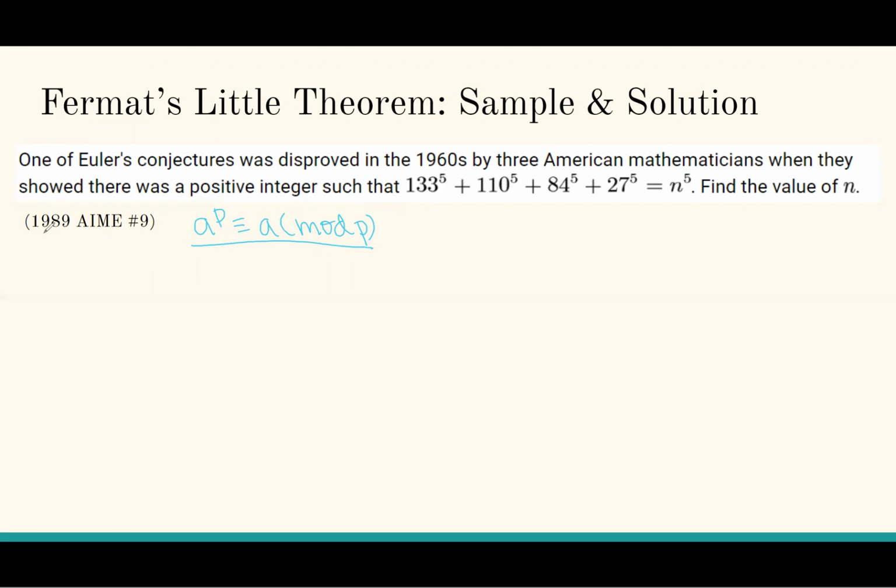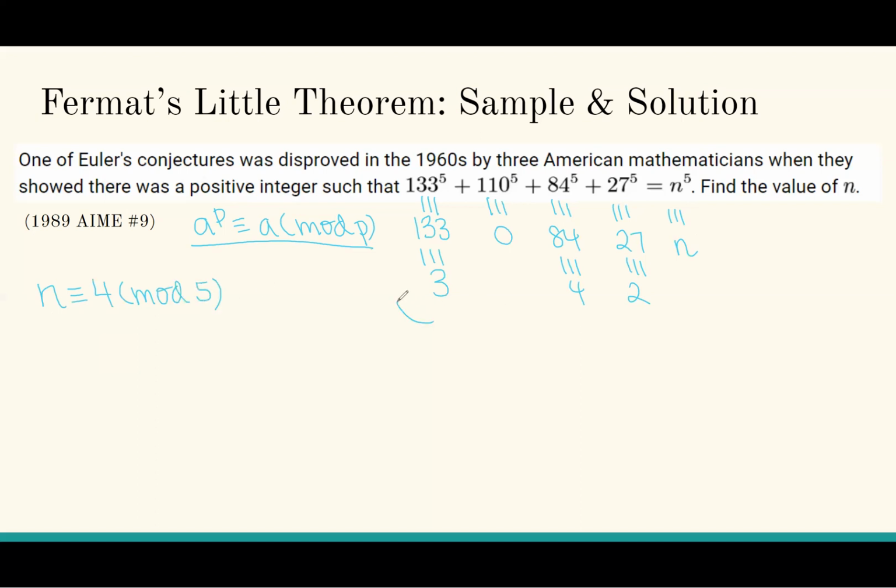So anyway, here we have that 133 to the fifth power is congruent to 133. This is congruent to 0 by what we said above. So 133 is congruent to 3 actually. Then this is congruent to 84, which is 4, and then this is 27, which is 2, and then this is n. So then what we know is that n is congruent to 3 plus 4 plus 2, which is 9, which is 4 in mod 5.